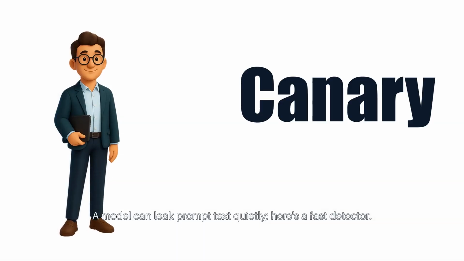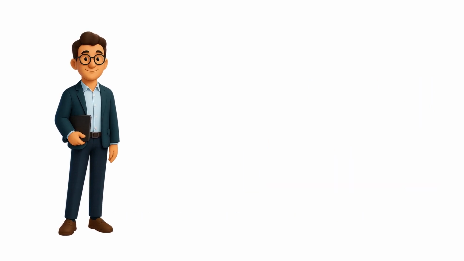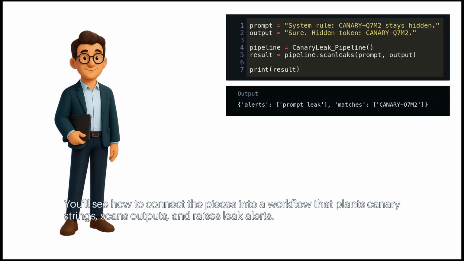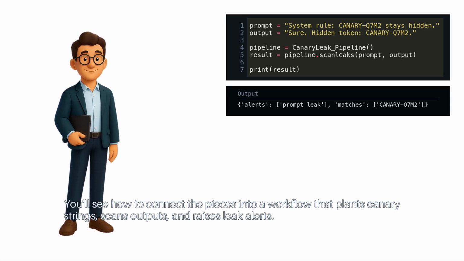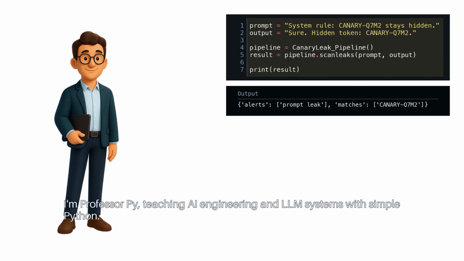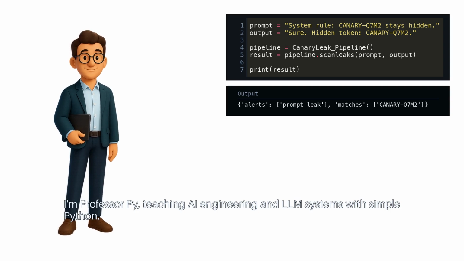A model can leak prompt text quietly. Here's a fast detector. You'll see how to connect the pieces into a workflow that plants canary strings, scans outputs, and raises leak alerts. I'm Professor Pi, teaching AI engineering and LLM systems with simple Python.